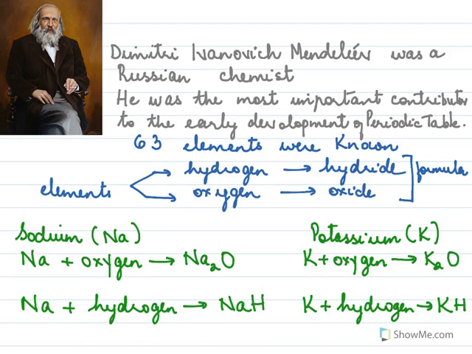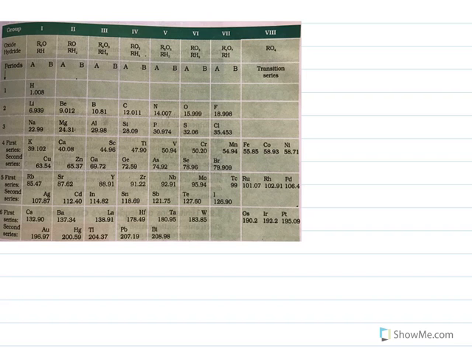So then he concluded that any of these, like sodium, potassium, say we call it R, combined with oxygen, you get R2O, and with hydrogen you get RH, the hydride. He put all such elements in the first group. Let us now examine the first group of Mendeleev. This is the first group.